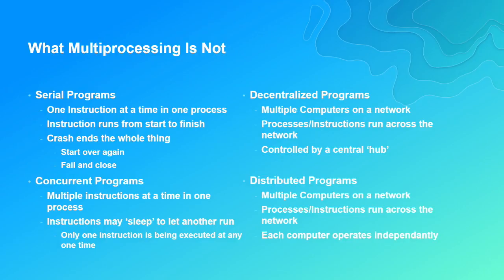Concurrent programs, on the other hand, are a more complex form of serial program, where multiple instructions run one at a time within the process, and effectively one of those may sleep while another one runs.